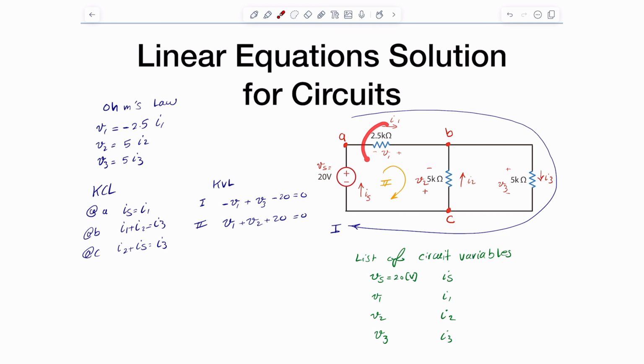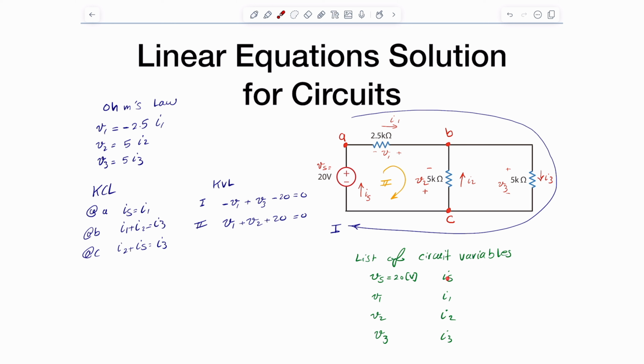And of course, for this particular resistor, we will need a V1 and I1. And for the second resistor in here, we will need a V2 and I2. And for the last resistor in here, we need a V3 and I3. Out of all these circuit variables, we know Vs is 20 volts because it's given to us, because it's the voltage source, but we don't know its current. We don't know any of the other voltages and currents throughout the circuit.